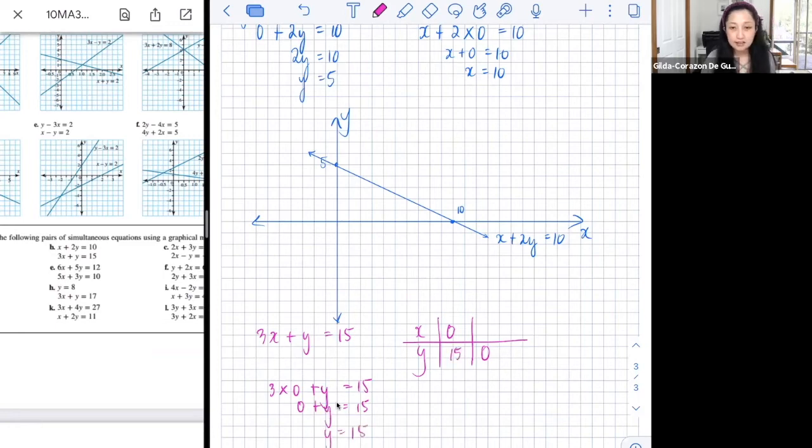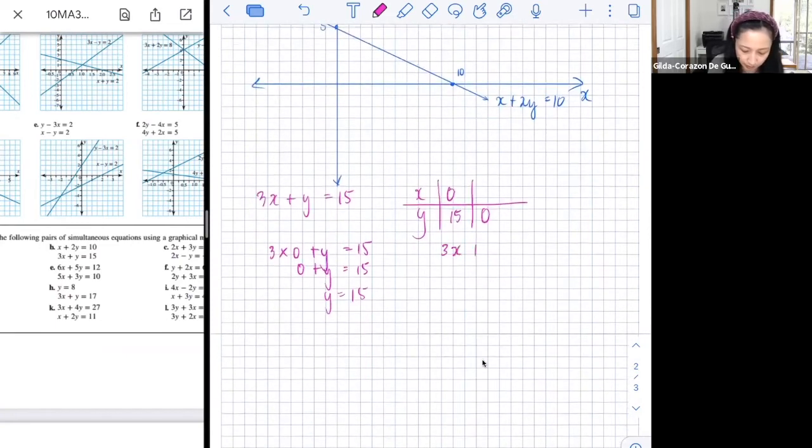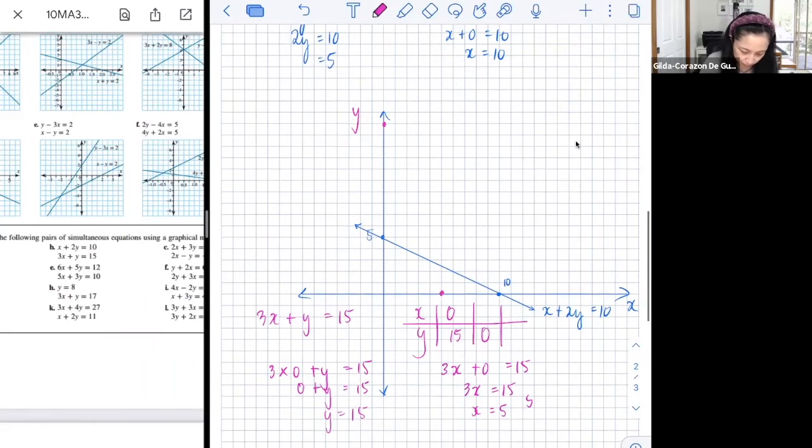And then the next one is you're replacing y with 0, right? So now you want 3x plus 0 equals 15. 3x equals 15, and therefore x must be 5. Okay, for the second equation, our x-intercept would be 5, and that's here: 1, 2, 3, 4, 5. Now we want to draw a line through those 2 points.